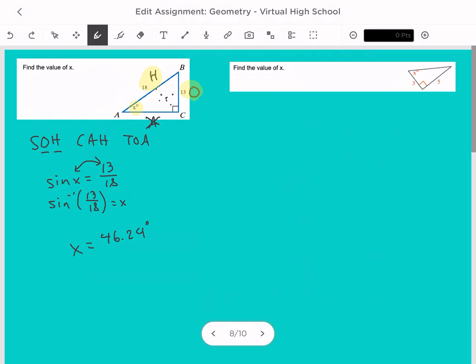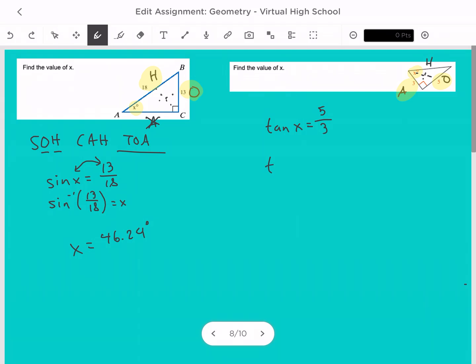All right, let's do the second one here. So we're going to do the same thing. We're still trying to find x. I'm going to say that 5 is the opposite side, the blank is the hypotenuse, and the 3 is the adjacent side. So I have information about opposite and adjacent, and I'm going to use those to figure this out. So opposite and adjacent is tangent, right? So the tangent of x is equal to 5 over 3, right?